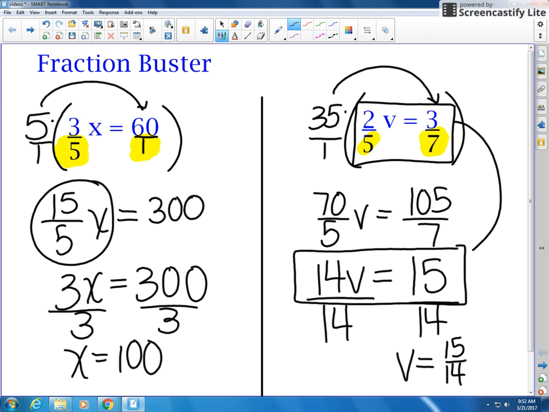Now, I can't leave my answer as a fraction greater than 1 with my numerator larger than my denominator, so 14 will go into 15 one whole time with a remainder of 1/14. So V equals 1 and 1/14.